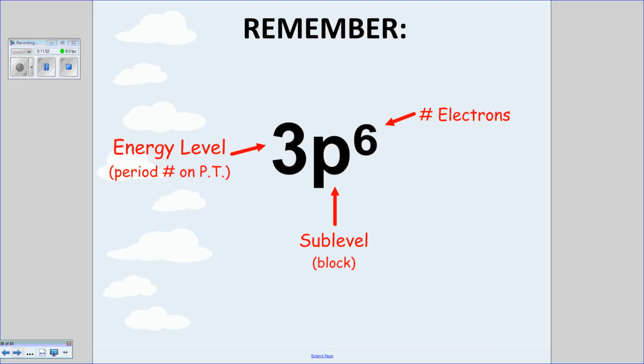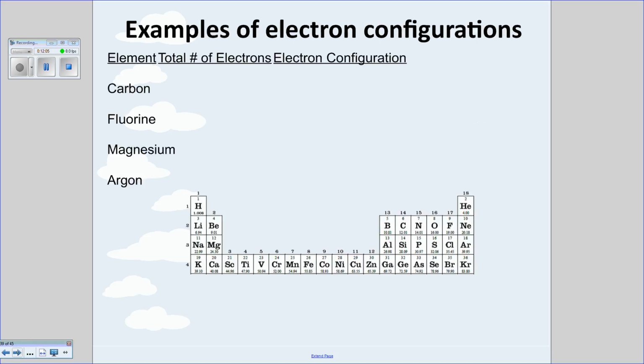So remember, before we do one, the energy level is the number, your sublevel or your block is the letter, and then this is how many electrons you're putting there. And again, this is all going to make sense once you actually do one electron configuration. So let's write the electron configuration for carbon. I'm going to come down here and find carbon on my periodic table. And I like to read it like a book. So I'm going to start here, and you're going to read left to right. So the first energy level that we're on is energy level 1.